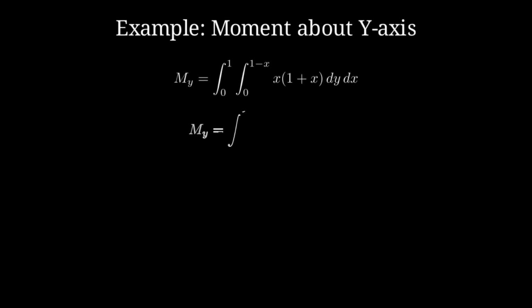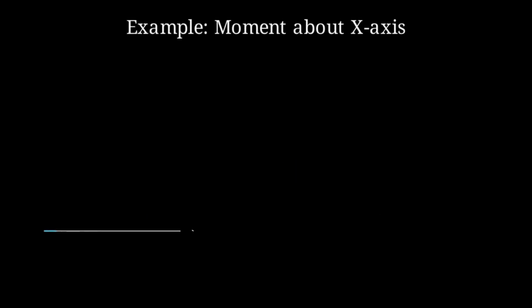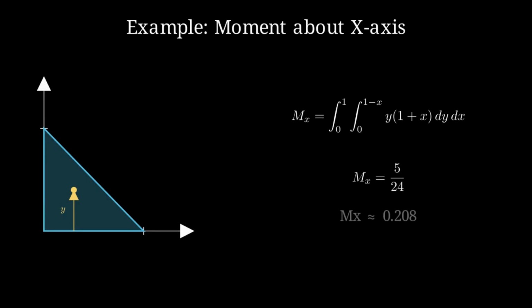Now we find the moment about the y-axis by adding an extra factor of x to our integral. After integrating x plus x squared over the region, we find the moment m sub y is equal to 1/4. Similarly, for the moment about the x-axis, we include a factor of y. Integrating y times the density function over the same triangular bounds yields a moment m sub x of 5/24.